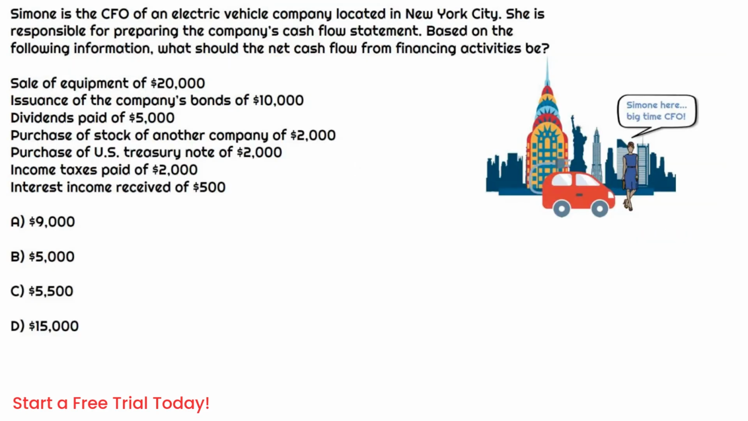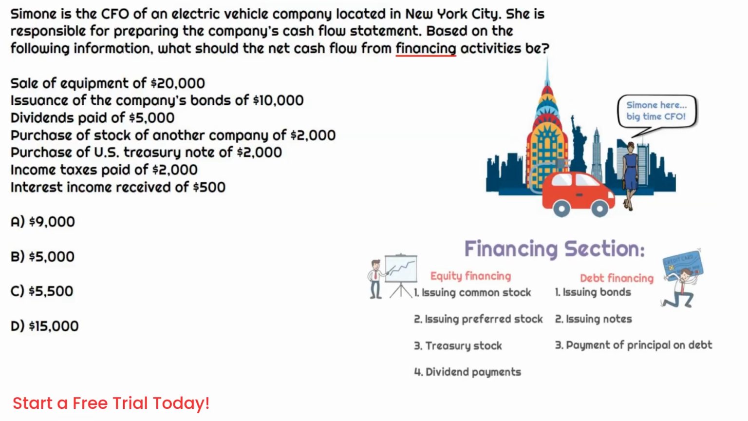With electric vehicle companies being hot right now, Simone is a big-time CFO, and it only helps that she's living in New York City, right? The Big Apple. So in this question, we're going to dive into the cash flow statement, read through the options here, and figure out what should be included in the financing section. So off to the right, we have our financing section visual. Let's go through and see which of these items meet the criteria to be included in the financing section.